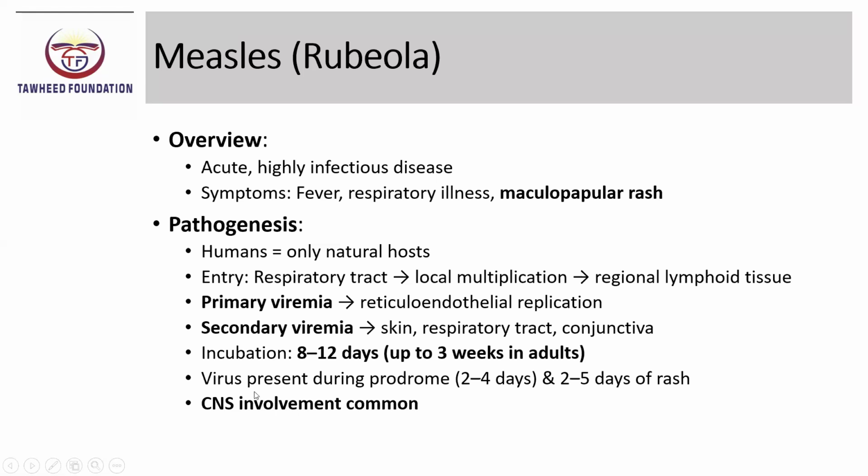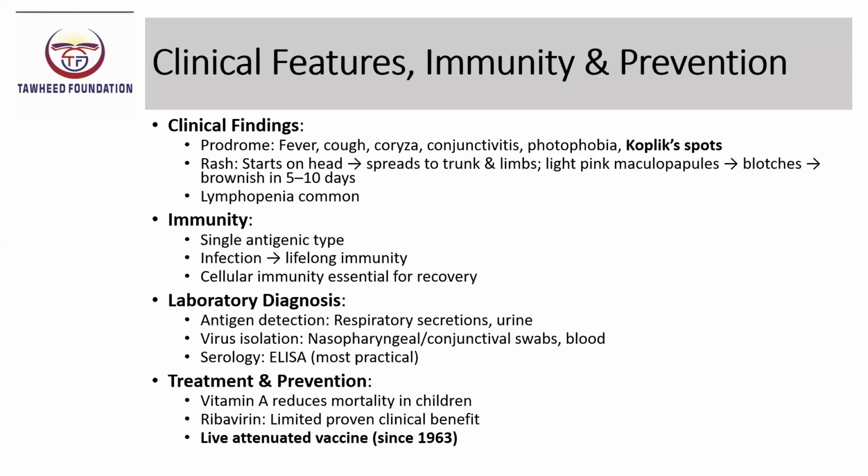So during the prodromal phase, that is 2 to 4 days, and the first 2 to 5 days of rash, virus is present in tears, nasal and throat secretions, urine and blood. The rash develops as a result of interaction of immune T cells with virus infected cells in the small blood vessels and lasts about 1 week. Involvement of the CNS, that is central nervous system, is common in measles.